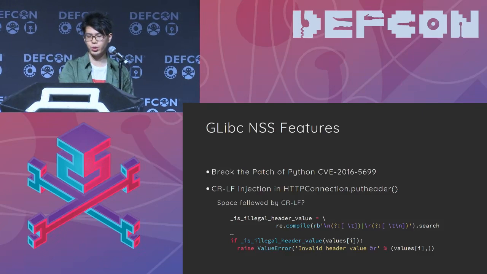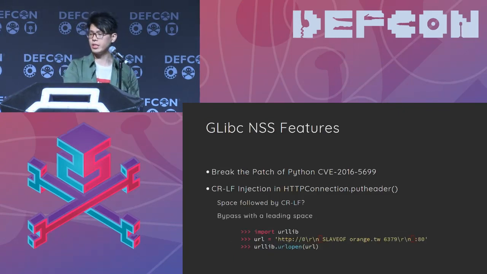Python uses a regular expression to ensure there is no newline in the header. Otherwise, it will raise an error. But Python makes an exception for a tab or space following the newline. So we can break the patch with a leading space. You can see that with the space, urllib and urllib2 are vulnerable again.